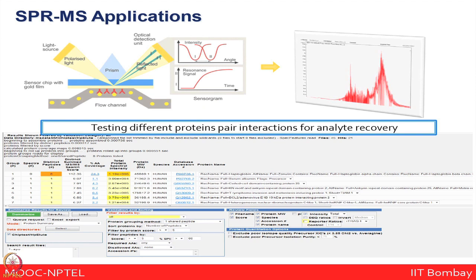Additionally, one could look at identification of new interactors. Let us say you have an antibody which you have immobilized on the gold slide. You are passing a cell lysate or tissue lysate, and you are expecting to bind some of the unknown proteins on the antibody. So you want to identify which are the potential interactors binding to this antibody of interest. Can you identify those interactors? That is where you need to bring in SPR-MS, a new technology approach.